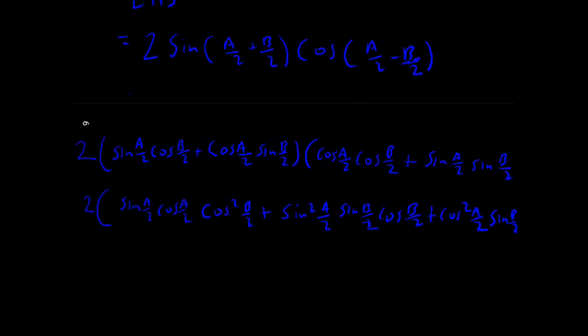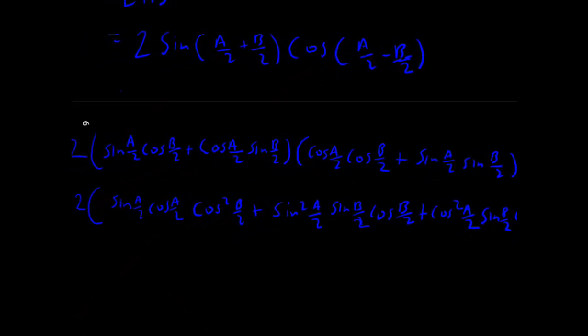Alright, so now we have to multiply the last one, right? So now we have to multiply this one. So let's multiply this one. So this is going to be cos a over 2 and sine a over 2. So let me just write sine a over 2 cos a over 2. So we're going to have that. And then we're going to have sine b over 2 twice. So it's going to be sine squared b over 2.